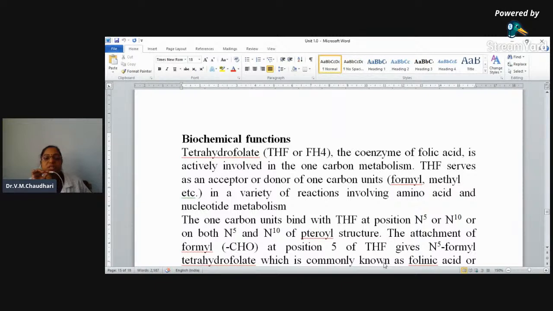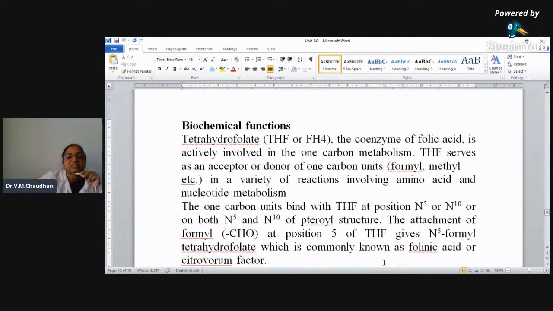So this includes transfer of one carbon, and one carbon unit is present in formyl, methyl, and most of the components. One carbon unit binds with the tetrahydrofolate at position N5 or N10.